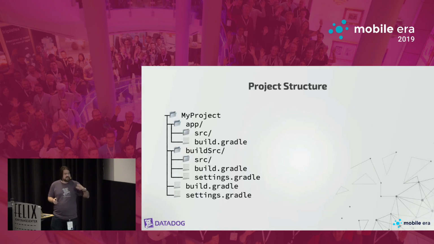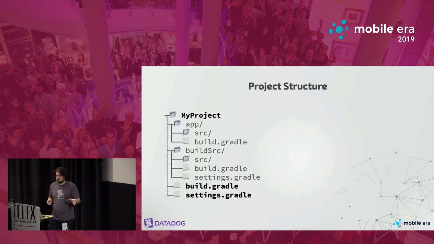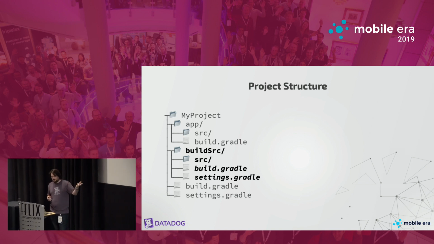So let's look at a sample project. You're going to see something very familiar. You have your project with the root build.gradle and settings.gradle, which you mostly already know about. You have your app folder with your source folder and your build.gradle, and you have your buildSrc folder. It will look like any other module in your project, except that the name is reserved. It's a special name. Be careful, it is a capital S. I struggled for a couple of hours the first time because I used a lowercase s and it doesn't work.